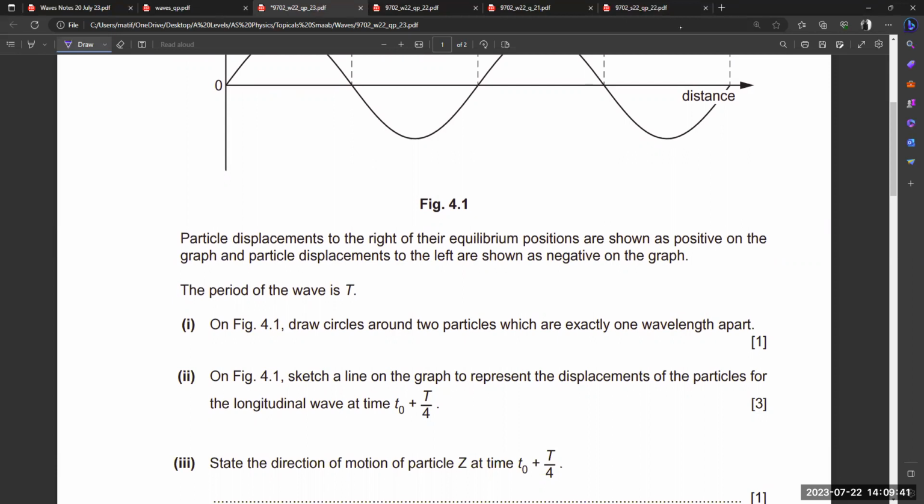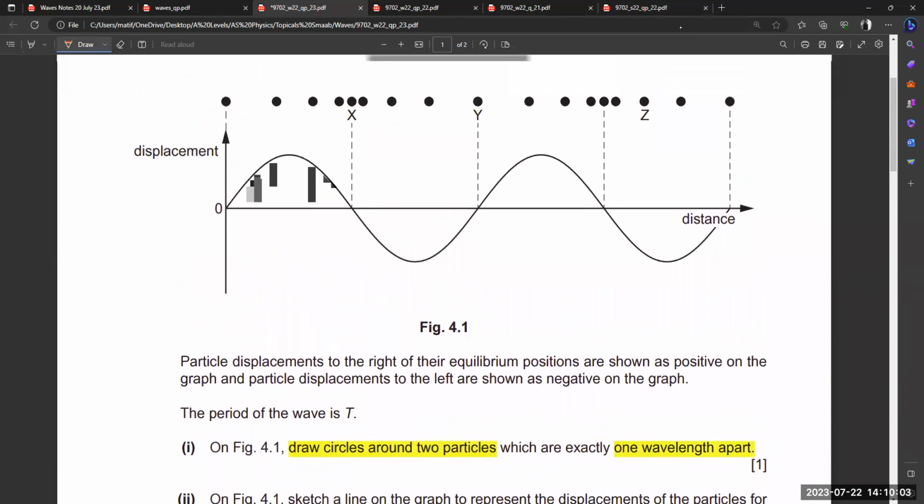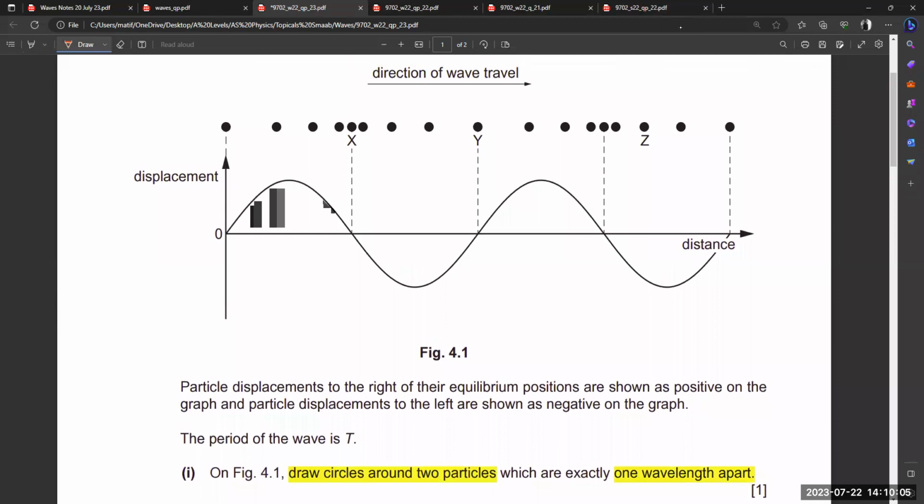Okay, the period of the wave is T. On figure 4.1, draw circles around two particles. So this is our main concern in this question. Draw circles around two particles which are exactly one wavelength apart. So this is our first scenario: to find one wavelength apart, we need to mark two circles that will give you the concept of one complete wavelength, right?